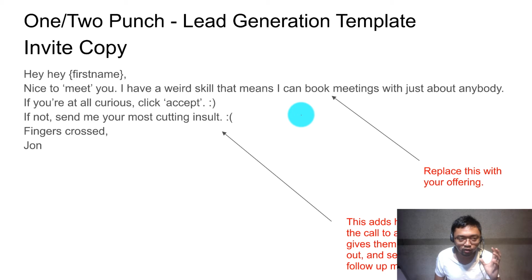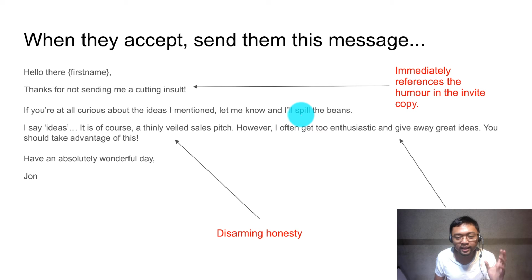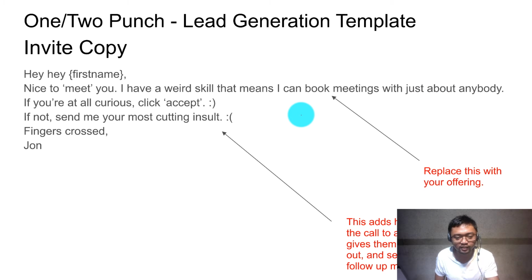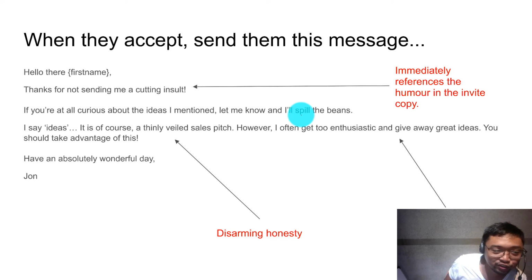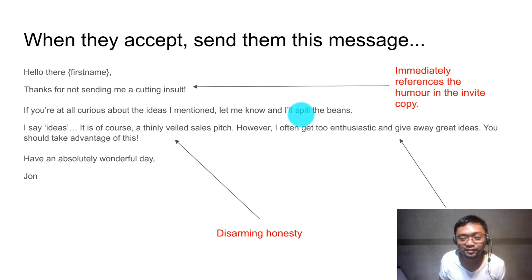All right, for the second reply. When they accept, if they don't send the cutting insult, send this message. This is the number two message that you're going to send to these people. Hello there, Chad. Thanks for not sending me a cutting insult. If they don't send the cutting insult, immediately reference the humor in the invite copy. They're kind of a bit weird in their perspective.